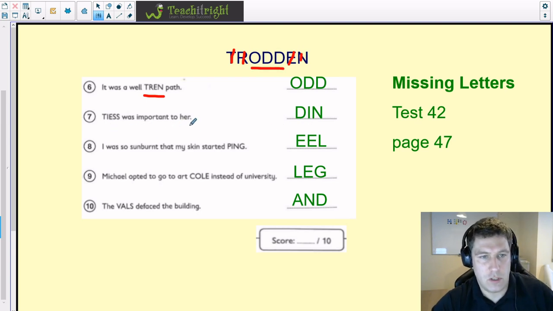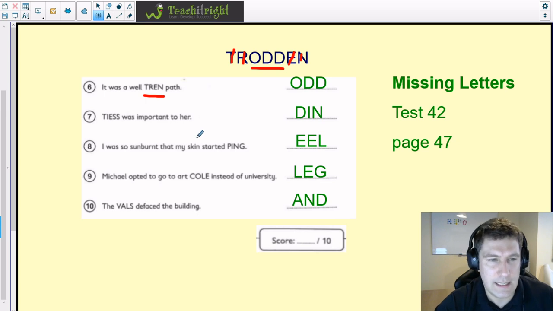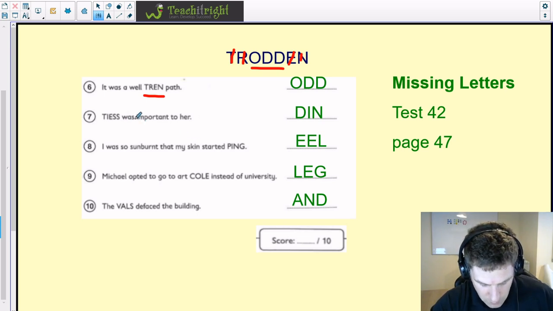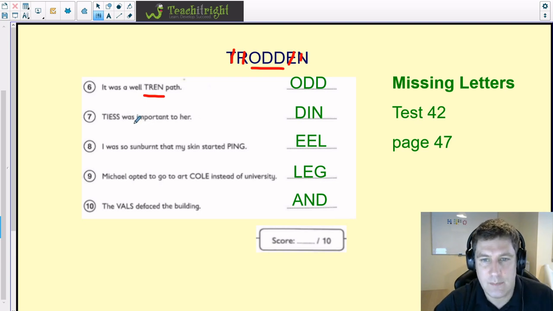Something was important to her. Okay, so what could this be? Well, tidiness. I was so sunburnt that my skin started, now what would it do if you were in the heat for a long time in the sunshine? It might start peeling. So peeling, P-E-E-L-I-N-G.